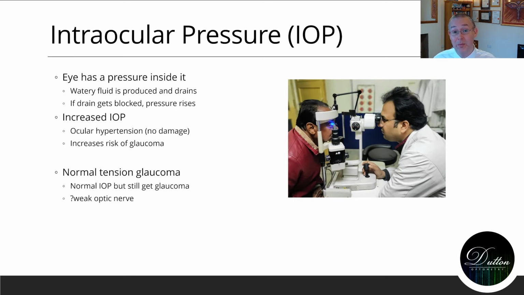Interestingly, there's a separate group called normal tension glaucoma, where the pressure is completely normal, but they still get glaucoma damage. And this is probably because the optic nerve is a bit weak, or perhaps their circulation is not so good, so it's different reasons.